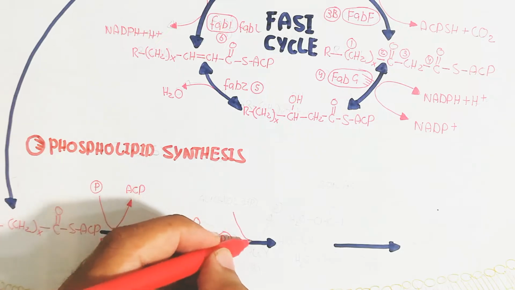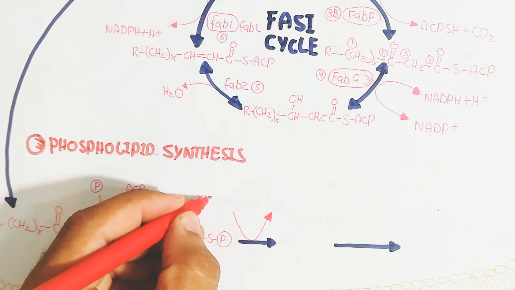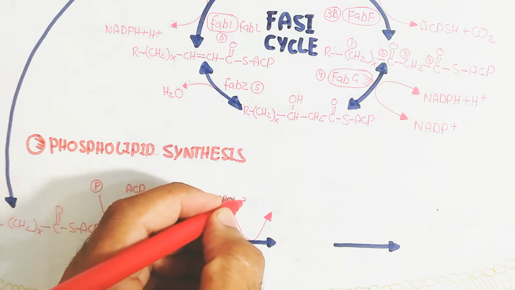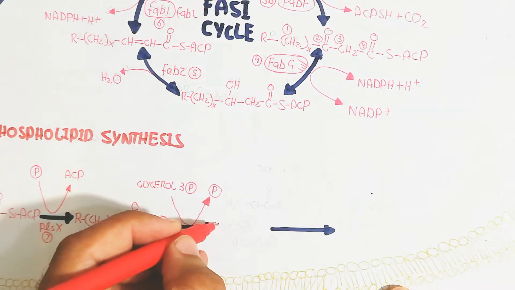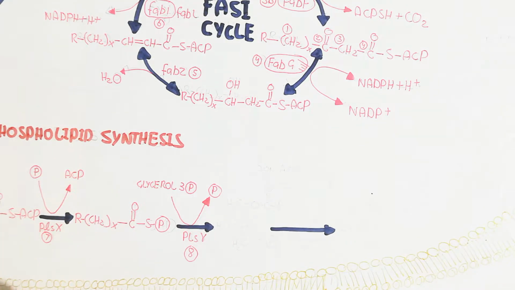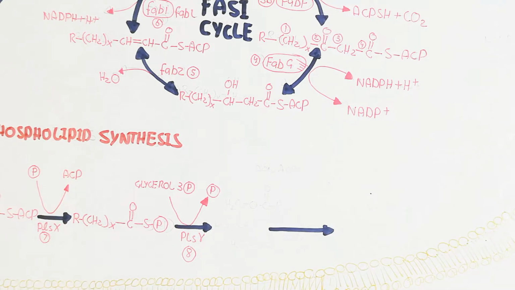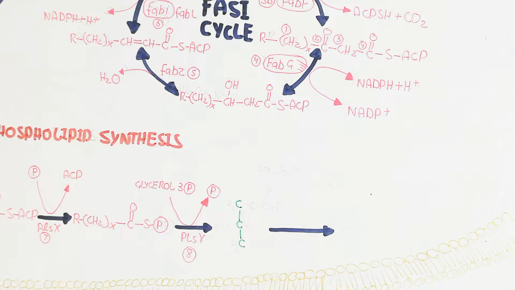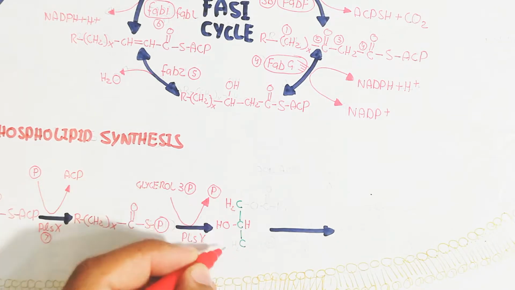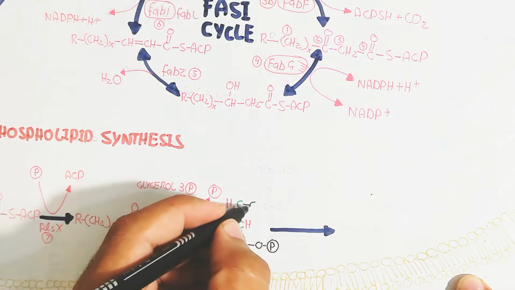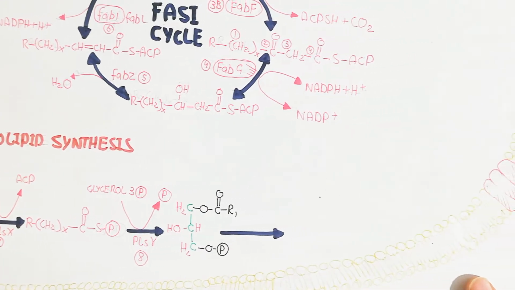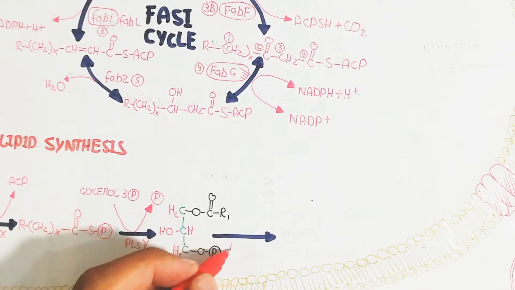So after the addition of the carbon, the phosphate and ACP will be released through a phospholipase X7. So basically the phosphate group will be added where the ACP was added. In this way you can see glycerol 3 phosphate will be used to separate the phosphate group, while the glycerol will be added through a phospholipase gamma in the 8th step.